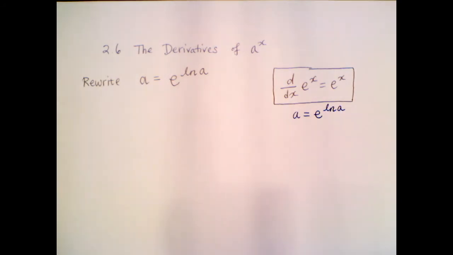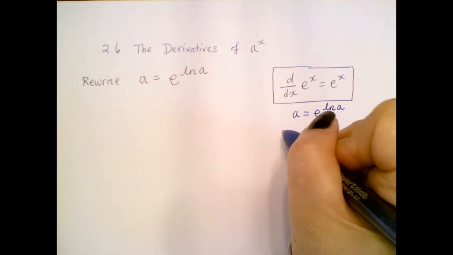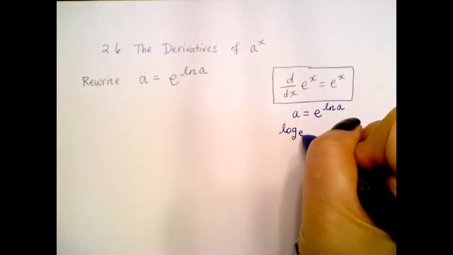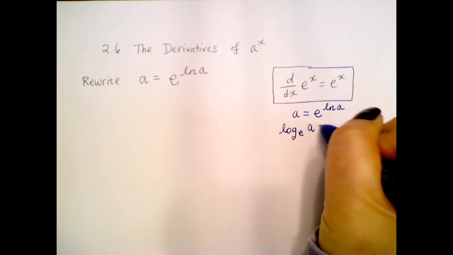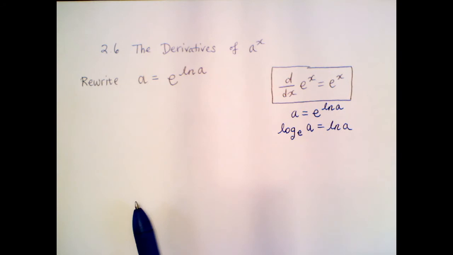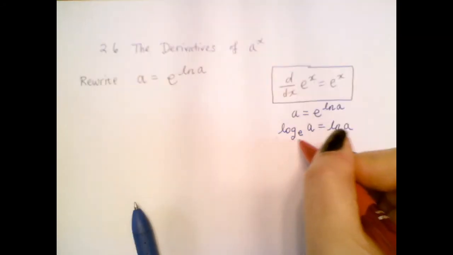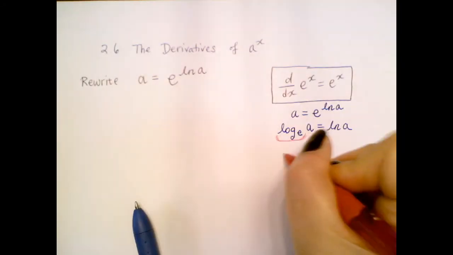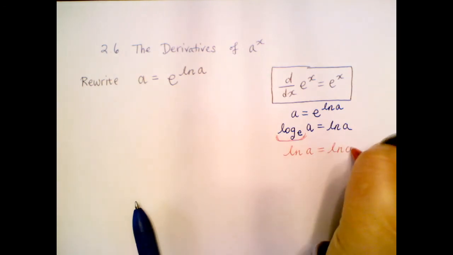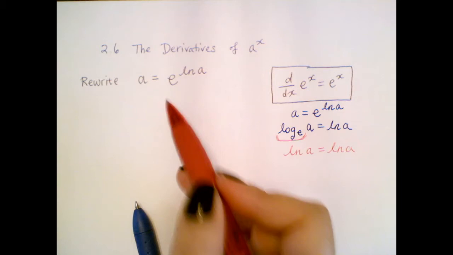Write this in logarithmic form, guys. That is, log base what? Log base e of a equals natural log of a, right? But what is log base e? This is a special log. This is simply natural log of a equals natural log of a. So that is okay.